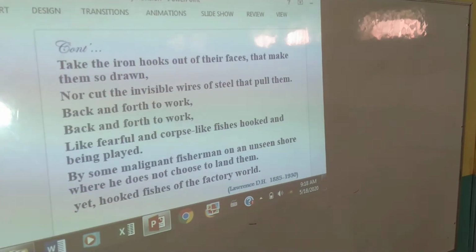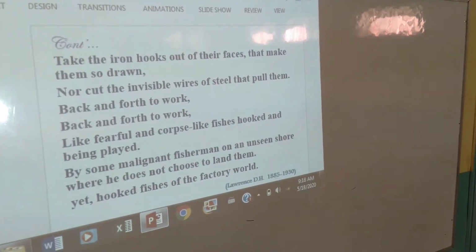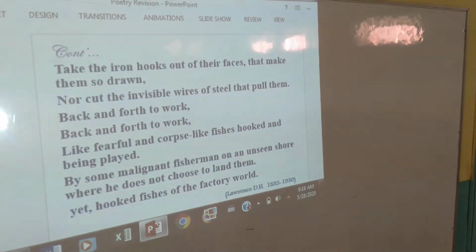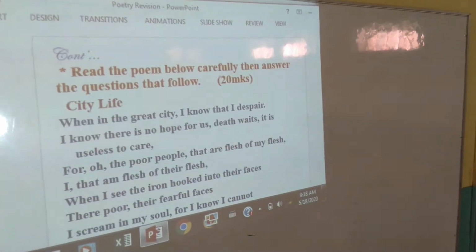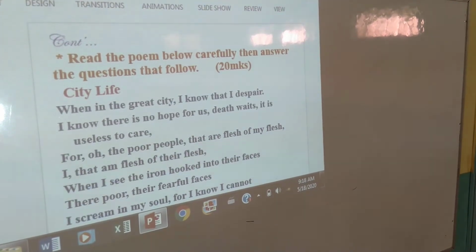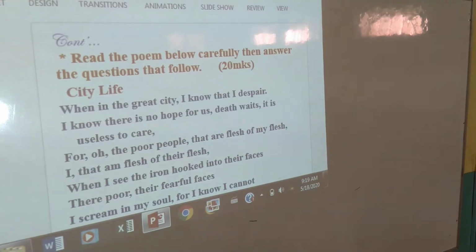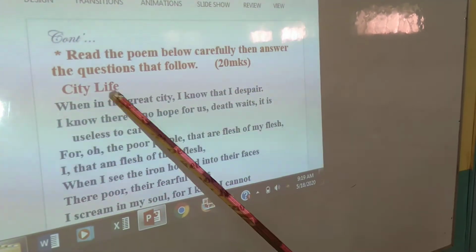That is our poem, a poem about city life. What do I say about a poem like this? If you encounter a poem like this in our analysis out there, this is what you want to take into consideration even before you look at the questions that are there. Number one, does the poem have a title? And this poem has a title out there, City Life.